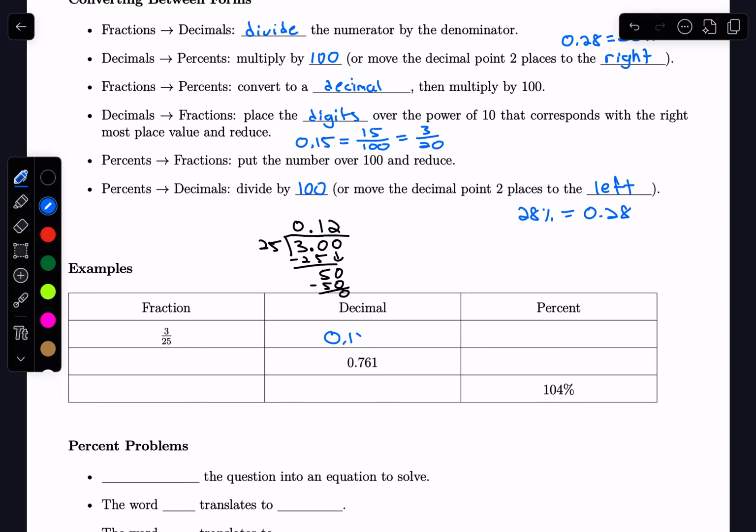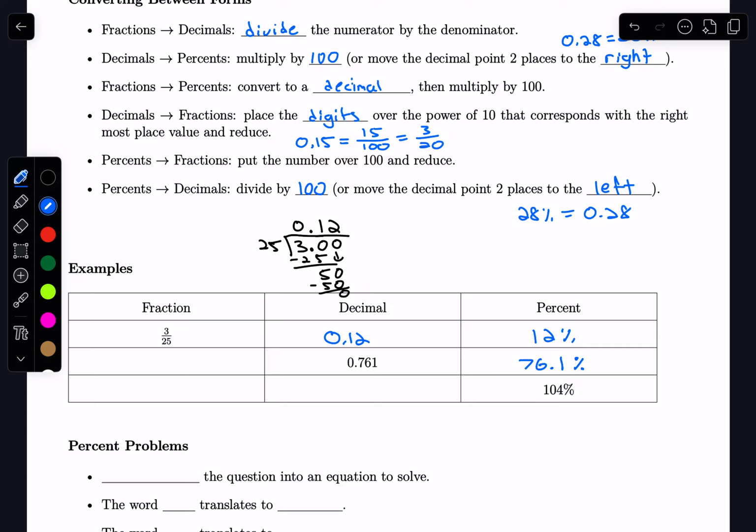All right, row number 2 here. We have a decimal of 0.761. The first thing I'm going to do is turn it into a percent because that's the easier thing. All you have to do is move the decimal spot 2 places to the right. So if I move that decimal, it'll become 76.1, and that is now a percentage. So I have 0.761 is equivalent to 76.1%.